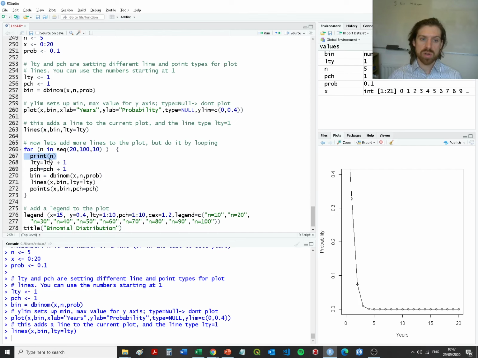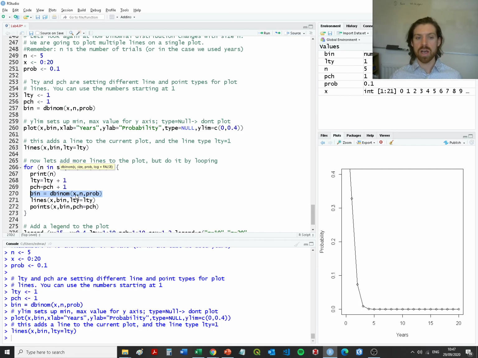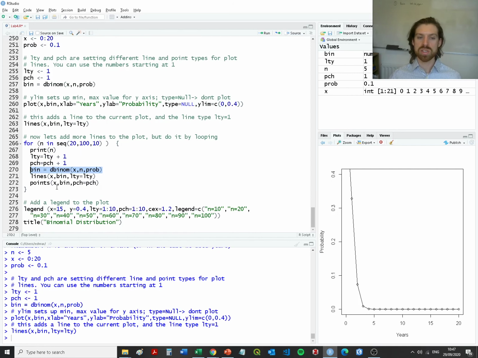And at each sequence, we're going to print n, so we know what's happening. We're going to add 1 to the line type and to the character type at each iteration. So we're going to get a different line type and point shape within the graph that we produce. We're going to change the bin values. So we're going to generate a different distribution, basically, based on the number of trials that we're interested in. So the n value goes in here, and this is the main thing that's happening within this for loop. This is what changes the outcome. Everything else in here is just a graphical change, essentially, to what we're going to plot.